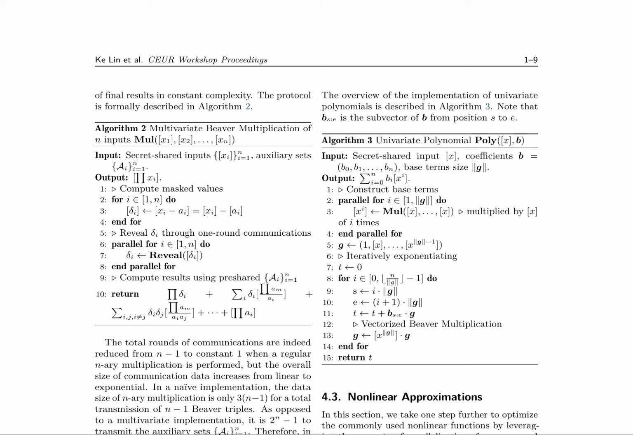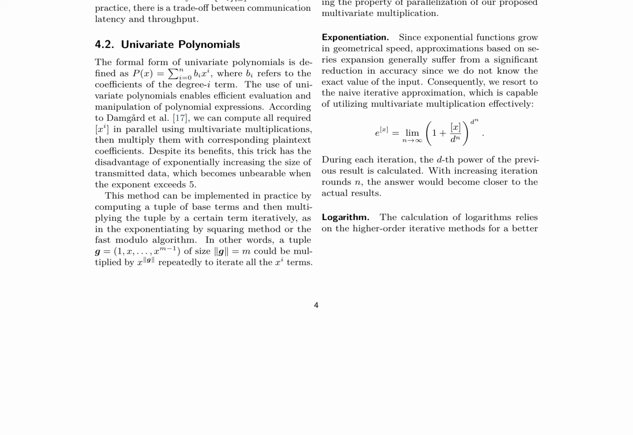This approach reduces the total rounds of communication from n-1 to a constant 1, albeit at the cost of increasing the overall size of communication data from linear to exponential. The authors also discuss the use of univariate polynomials, which enable efficient evaluation and manipulation of polynomial expressions. They propose computing all required secret shared inputs in parallel using multivariate multiplications and then multiplying them with corresponding plaintext coefficients. However, this approach has the disadvantage of exponentially increasing the size of transmitted data.